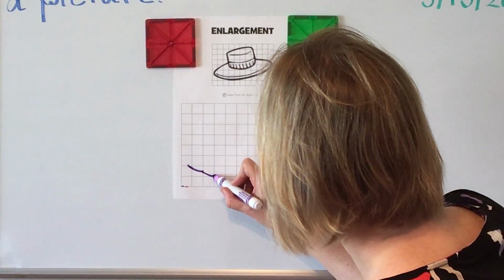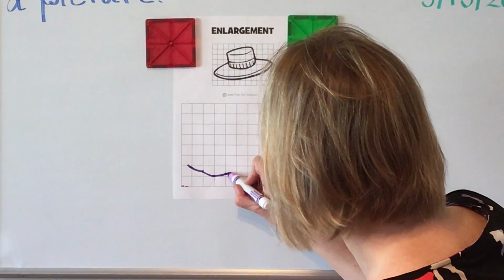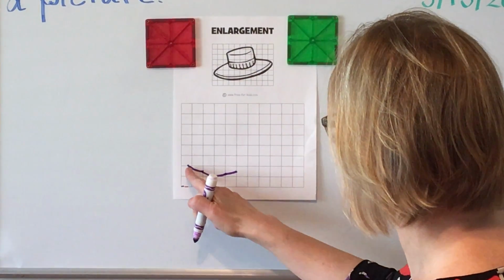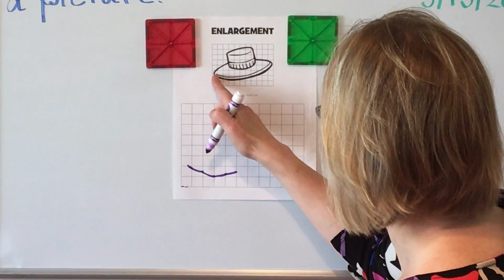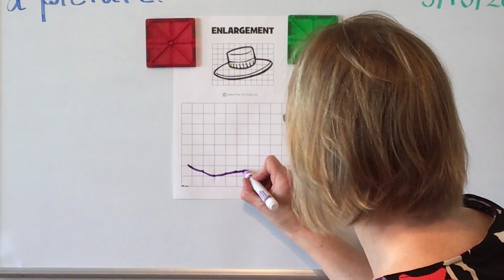And then across. And then it just goes up a little bit. So let me just make sure I'm doing the right thing. I have 1, 2, 3, 4, 5. 1, 2, 3, 4, 5. And now I need to start going up.